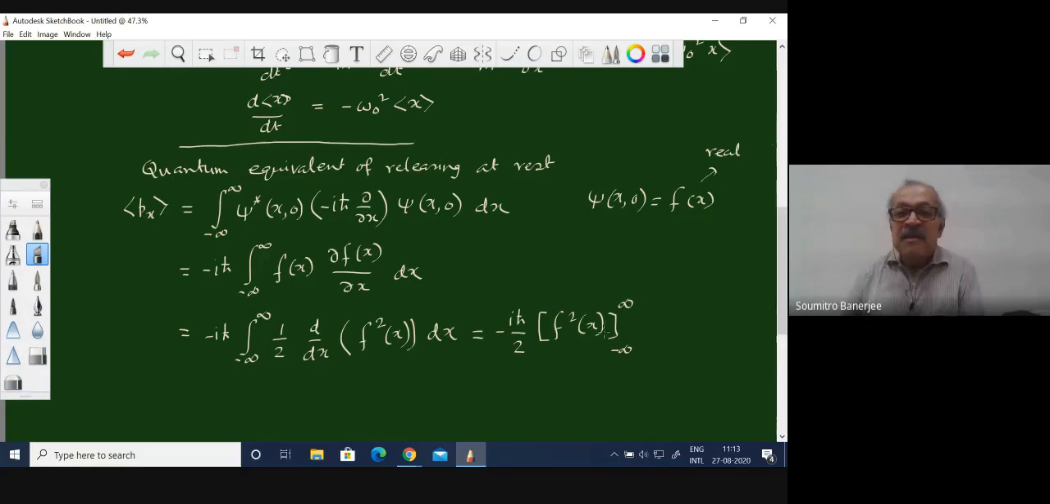Since f is a normalized function, at infinity as well as minus infinity it is 0, and therefore this is 0. So if we assume this function to be real valued, it immediately means the expectation value of p_x is 0. The way to ensure that you start from rest, which is the same as saying that the expectation value of p equals 0 (in quantum mechanics you cannot say p equals 0, you have to say the expectation value of p is equal to 0), is to ensure that f(x) is real. Clear?